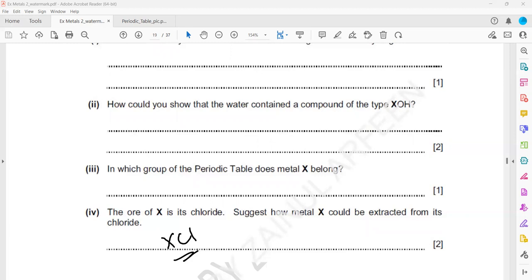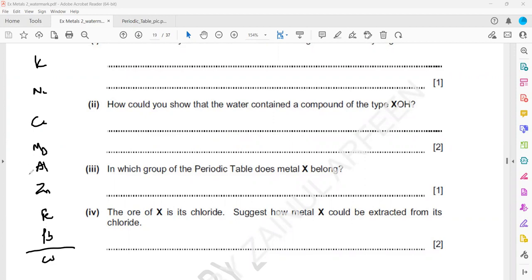Why is heating with coke not acceptable? Because when you check the reactivity series, you have sodium, potassium. So group 1 metals are highly reactive. Metals which are below aluminium can be heated with coke. For highly reactive metals, we always do electrolysis of the molten compound.